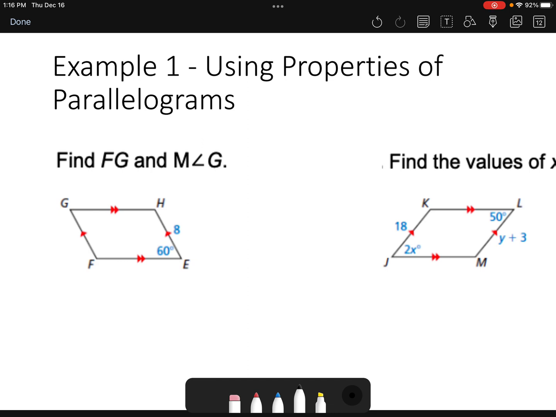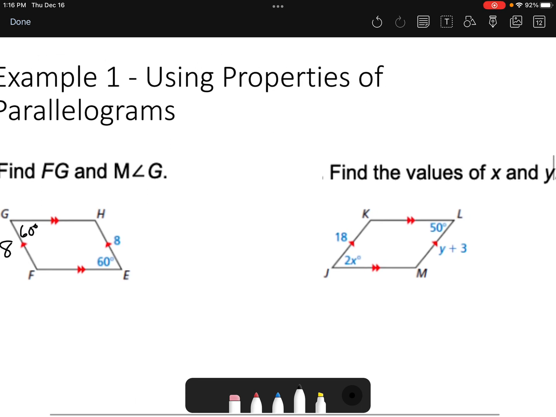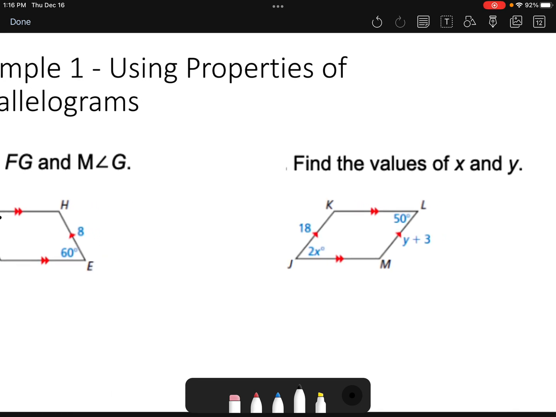Parallel lines again. Find FG. Well, what would FG be? Well, the same as HE, so it's 8. And what's the measure of angle G? 60. Opposite angles are congruent.